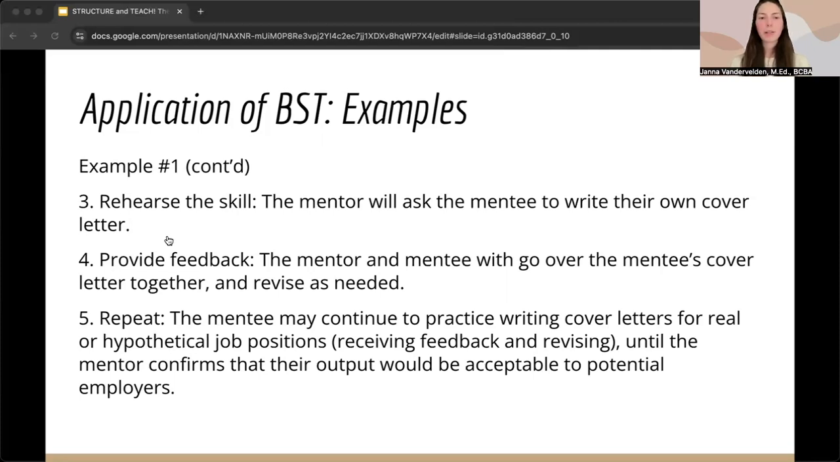When the mentee has made their attempt, the mentor would provide feedback and revise the letter with them as needed. Remember your ask, offer, ask technique from the MI module. This would be another good time to use it. As needed, the mentee could continue to write and revise cover letters until the mentor can confirm that their work would be acceptable for potential employers.